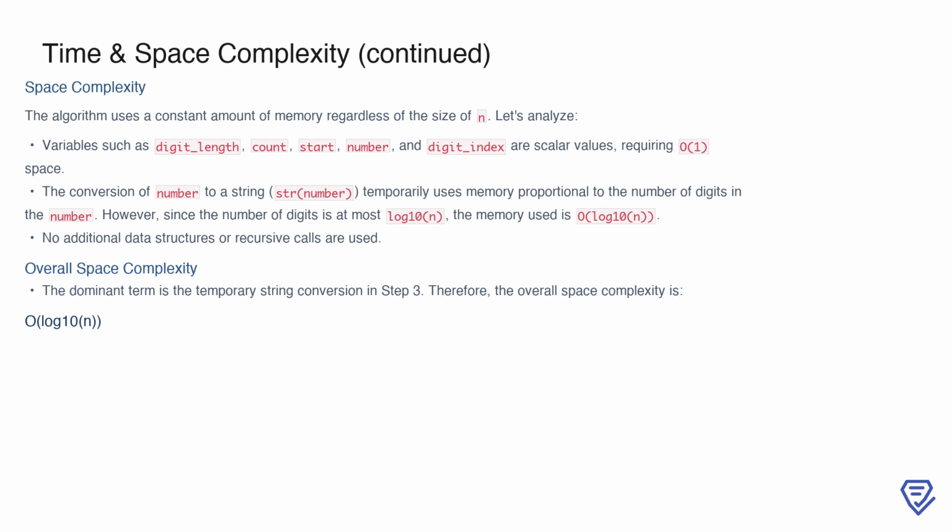The only additional memory usage comes from the temporary conversion of the number to a string when extracting the specific digit. The size of this string is proportional to the number of digits in the number, which is at most logarithmic in n. Therefore, the memory required for this step is O(log10 n). Since the algorithm does not use any additional data structures or recursion, the overall space complexity is dominated by the string conversion and is therefore O(log10 n). This space efficiency ensures that the solution remains scalable even for very large values of n.